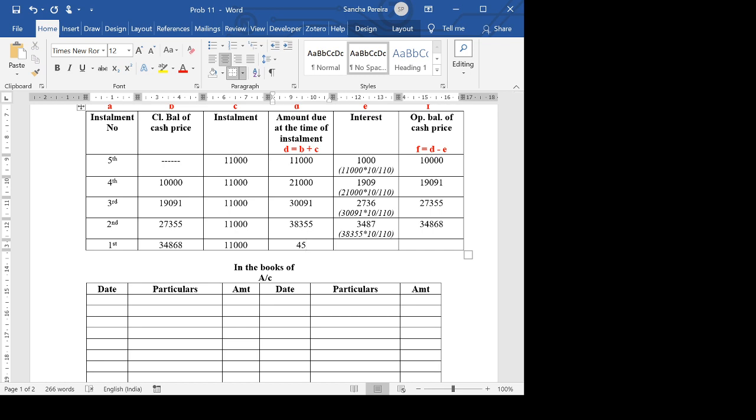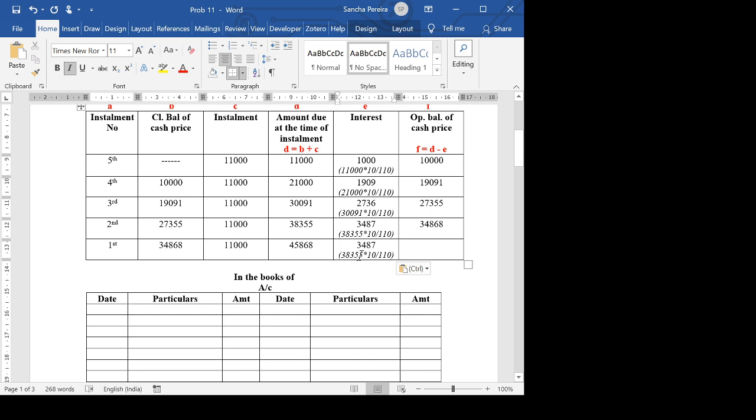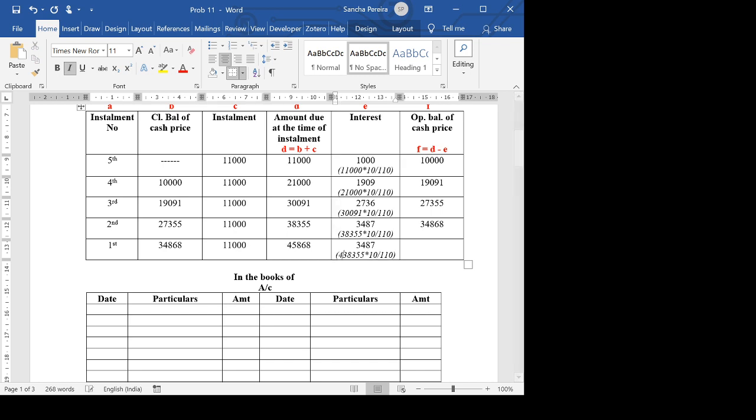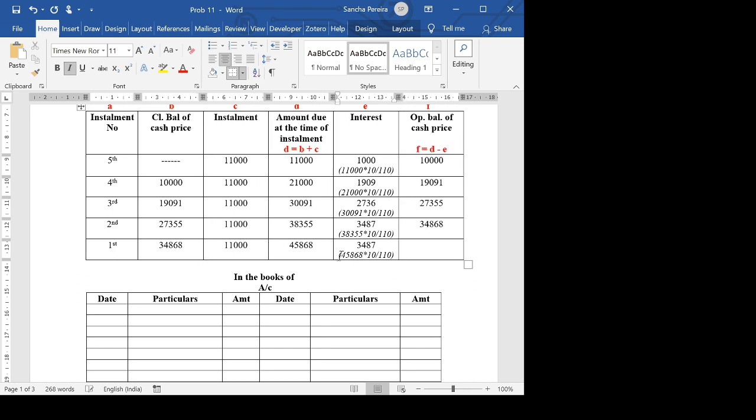This will become 45868. Okay. Now, just one thing here. Now, if you do the same calculation, 45868 into 10 upon 110, those who are solving can do and check. 45868 into 10 divided by 110, you basically get 4169.81, which becomes 4170. Okay, just pay attention here. We basically get 4170. Now we're going to do a slight small change.